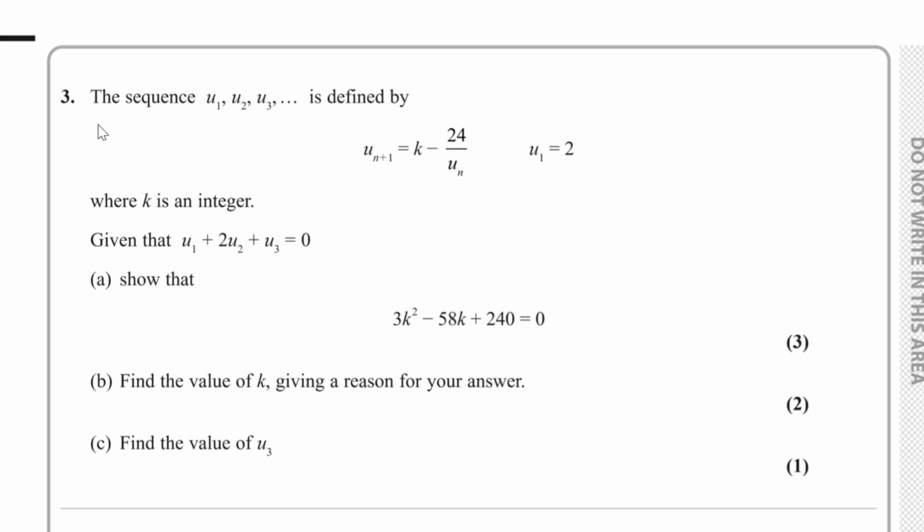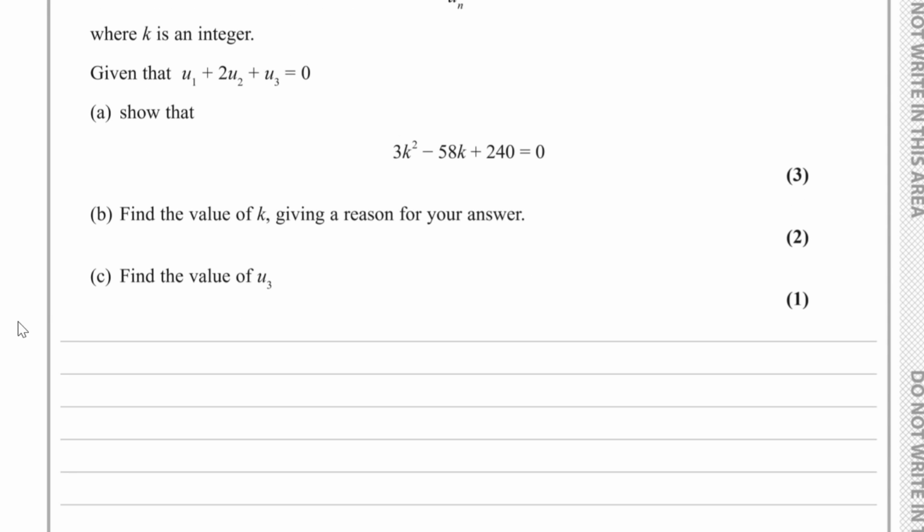Question number 3. The sequence U1, U2, U3, etc. is defined by U n plus 1 equals k minus 24 over U n, where U1 is equal to 2 and k is an integer. Given that U1 plus 2 lots of U2 plus U3 equals 0, for part A, we have to show that 3k squared minus 58k plus 240 equals 0.